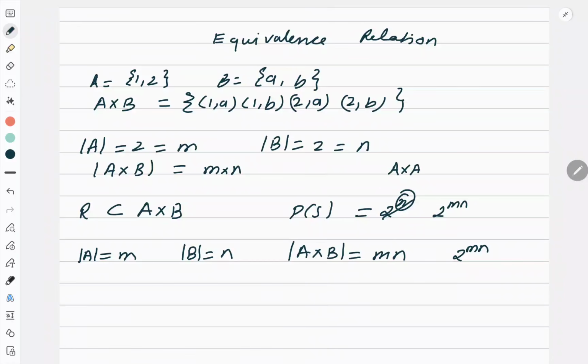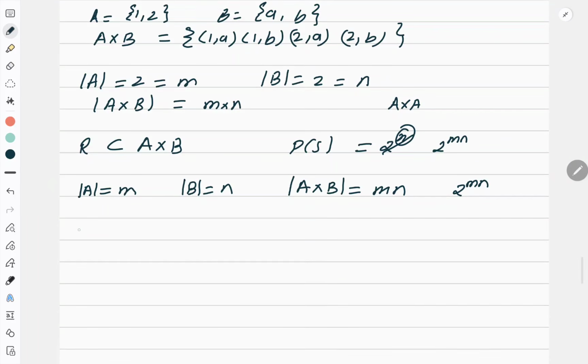Now we will talk about certain properties of relations. What is the first property? The first property is called reflexive. What is the meaning of reflexive? Reflexive means a is R-related to a, meaning the element is related to itself. For example, less than or equal to is a reflexive relation on the set of all real numbers.